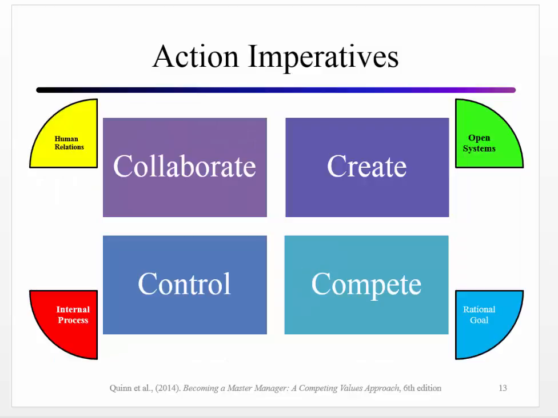So we repeat the action imperatives that we've talked about in those earlier slides, featured in slide 6 and ending in slide 9. So we repeat: collaboration for the human relations model, creativity for the open systems, competition for the rational goal, and control as the main focus for the internal process model.